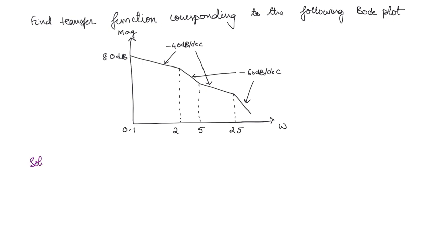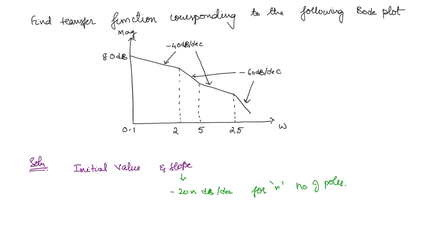The very first thing that you should notice here is what will be the initial value and initial slope. These both will give you information about the constant and the zeros or poles at origin, right? So initial value and slope. The slope is falling, it is a negative slope, so that means there will be a pole at origin. How many poles at origin? Usually we write as minus 20 n dB per decade for n number of poles.